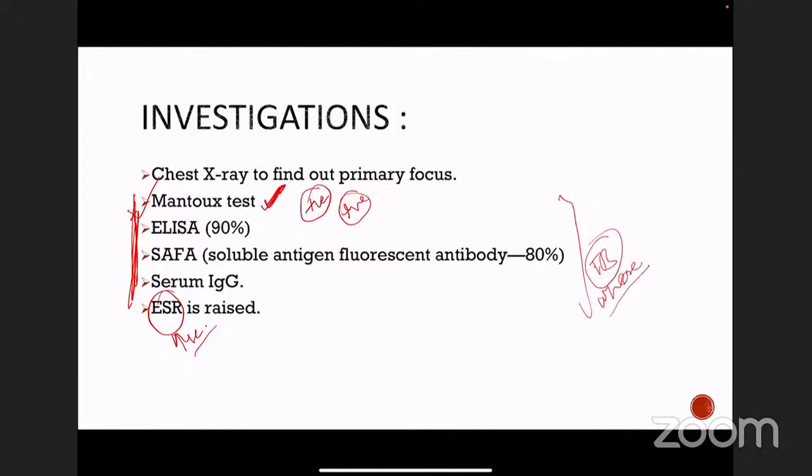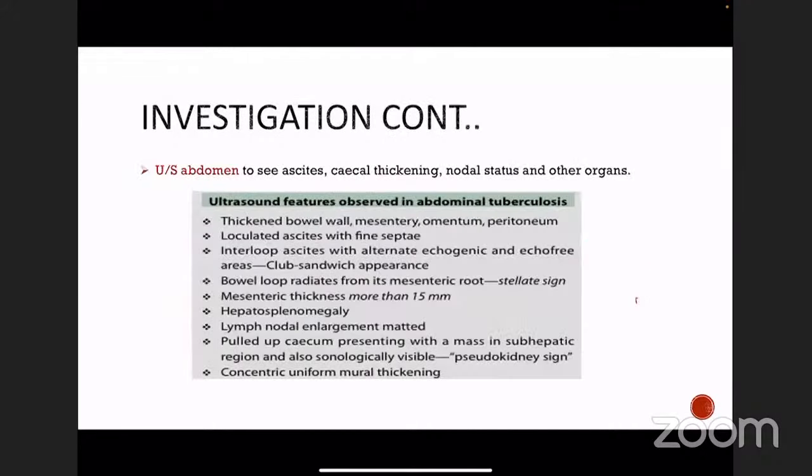That we have to find. We are guessing about abdomen, so we will go for USG abdomen now. USG abdomen tells us about the ascites, fecal thickening, and nodal status and other organs. So what are the features in USG?